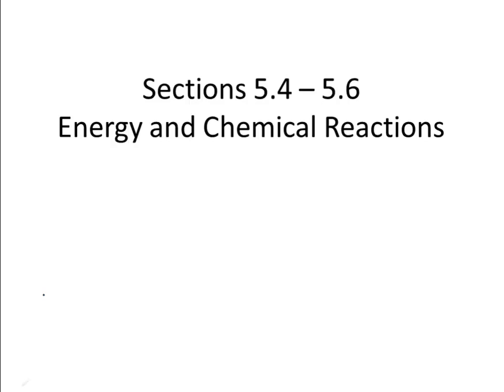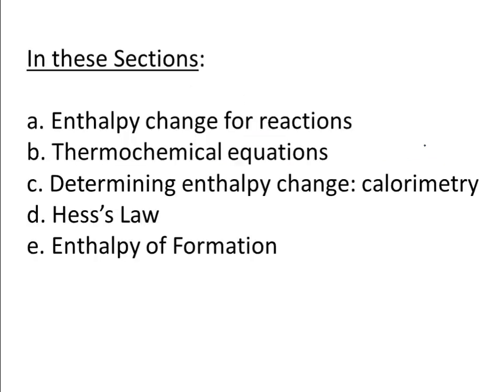We're now going to be looking at the series of sections of Chapter 5 that have to do with energy and chemical reactions. Earlier, we looked at temperature changes for substances and also just phase changes. Now we're looking at chemical changes. And so we're going to look at enthalpy change for chemical reactions and how we describe those using thermochemical equations. And then we'll look at how enthalpy changes are actually determined. They're determined experimentally using calorimetry.